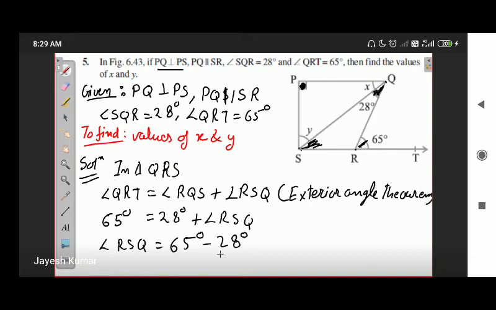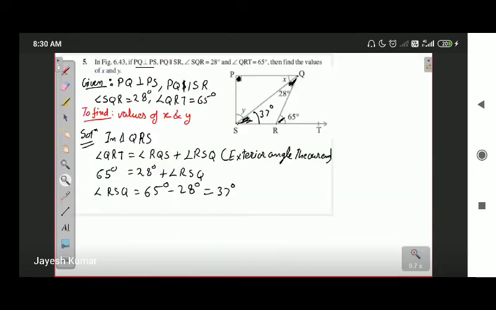Okay. So 65 minus 28. This is 40 minus 3, that is 37 degree. Okay, so we have determined the value of this angle. This comes as 37 degree. But the angle that we determined is neither X nor Y. Okay, now we have to move on. In order to find the values of X and Y, we have to move to this triangle.